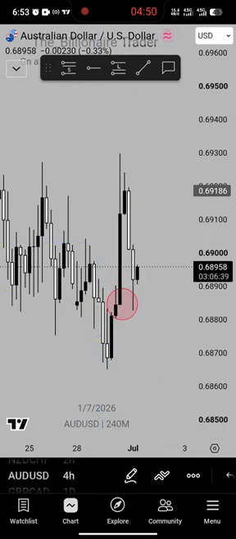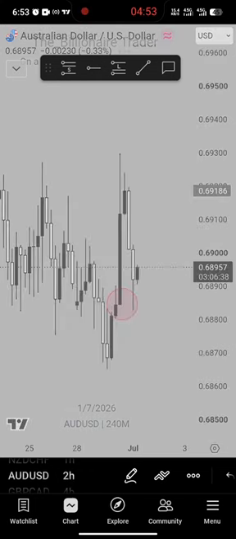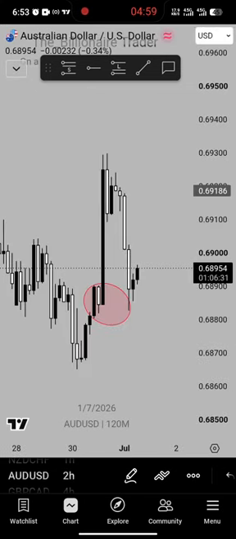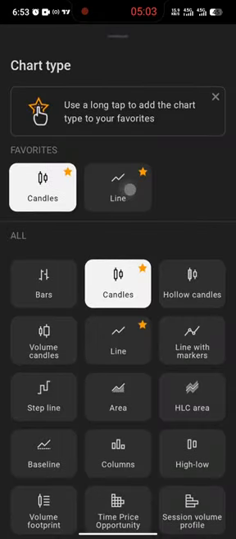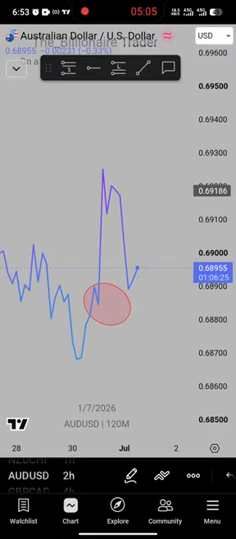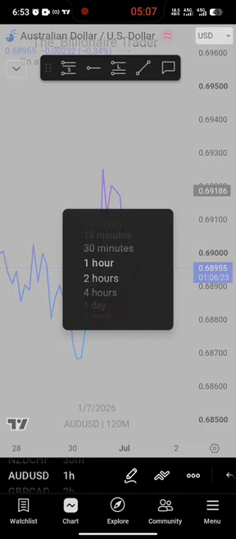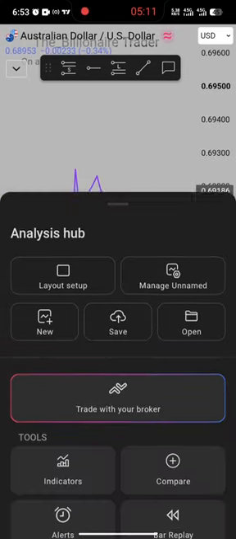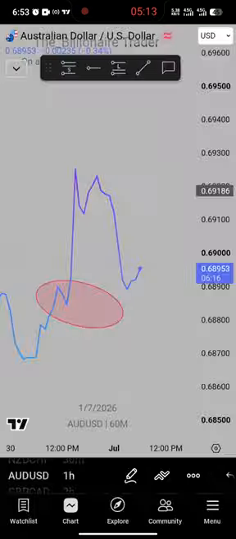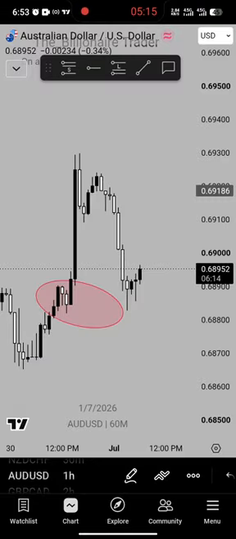Let's go to 2 hours time frame. You notice the same pattern on the same layers. So on 2 hours time frame, we also have a breakout around that OCL. So let's go to 1 hour time frame. On 1 hour time frame, it's still a breakout, not a sweep and break.